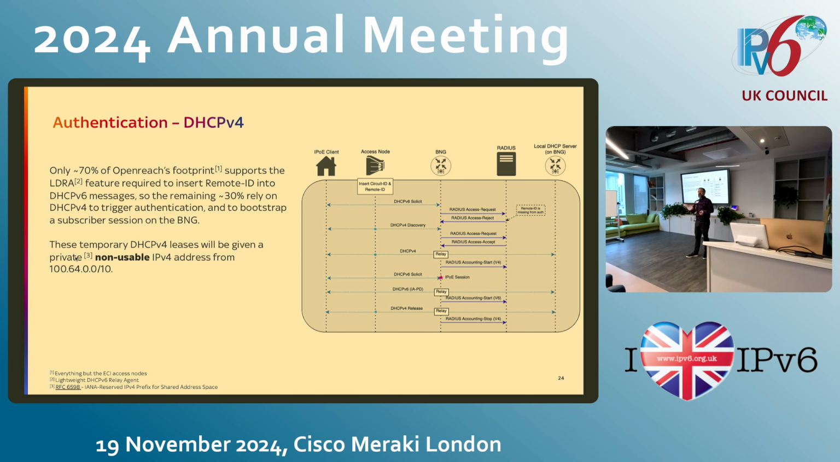So we rely on DHCP-v6 to configure and enable MAP-T. However, only about 70% of OpenReach's network actually supports lightweight DHCP-v6 relay agent, or LDRA, that inserts the information we require for authentication. So for the remaining 30% of our footprint, we have to rely on DHCP-v4 to bootstrap authentication so that then DHCP-v6 can follow along afterwards. We obviously don't want to burn any more IPv4 addresses than we have to, so for these bootstrapping sessions, we only assign a private RFC 6598 address that's not usable.